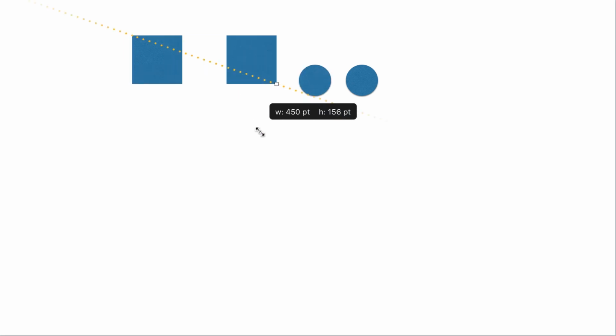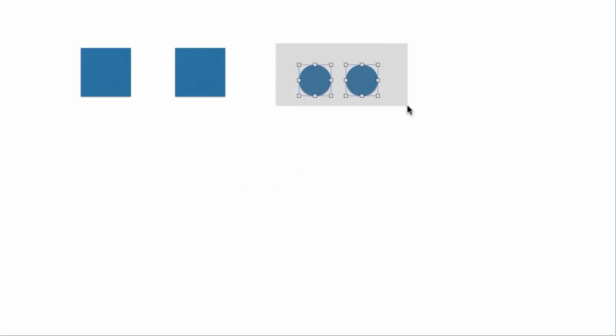Now, if I move the group, all the objects, all the shapes inside the group will be moved together. Similarly, we can resize a group. And once again, all the objects inside this group will be resized together. So let's put these two circles inside a group as well.